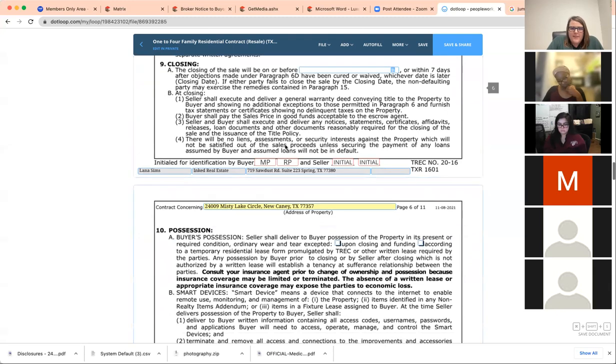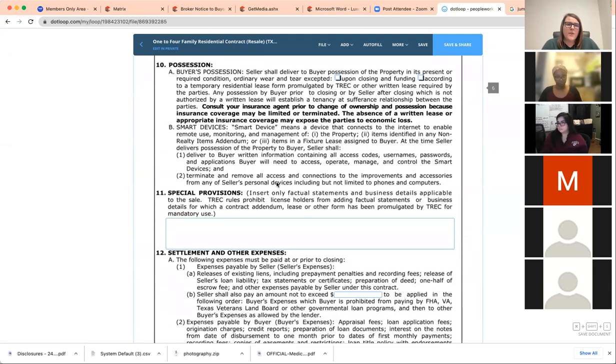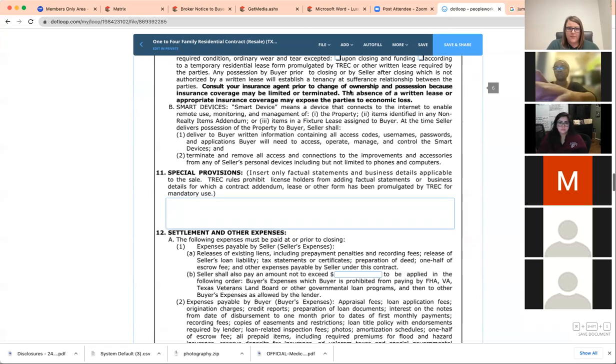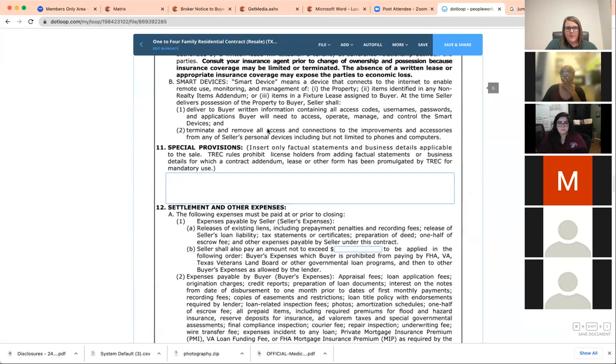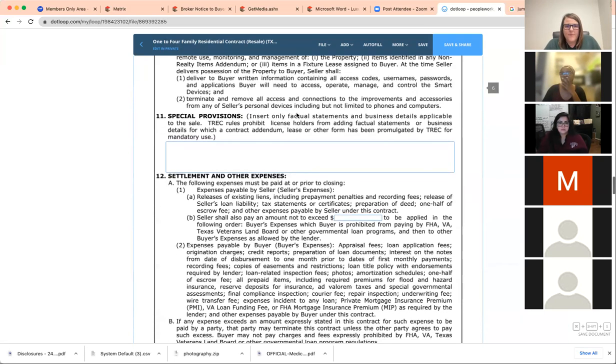You guys can read this. It's nothing really major. Possession. So you're either going to put upon closing or according to a temporary residential lease. So if the seller is going to stay on the property after closing, you would check off according to the temporary lease, or if the buyer is going to move in prior to closing, you would check that off. Otherwise, it would be upon closing and funding. This is also the section about the smart devices, that it becomes a fixture. So you can read that on your own time, but I've already explained it.